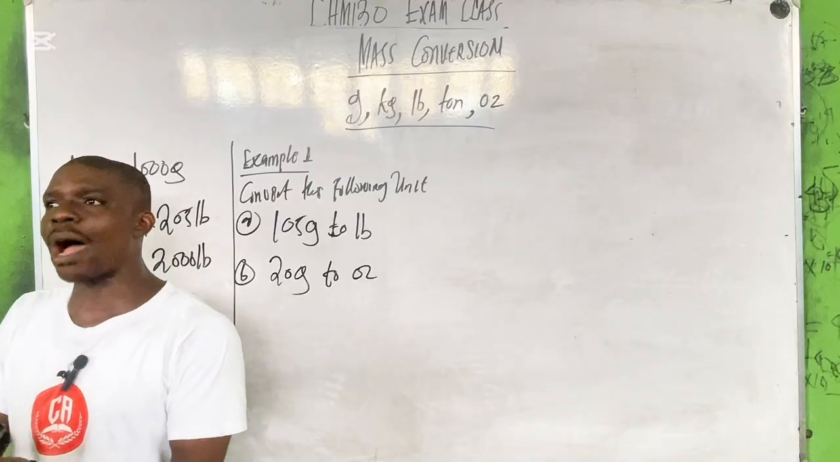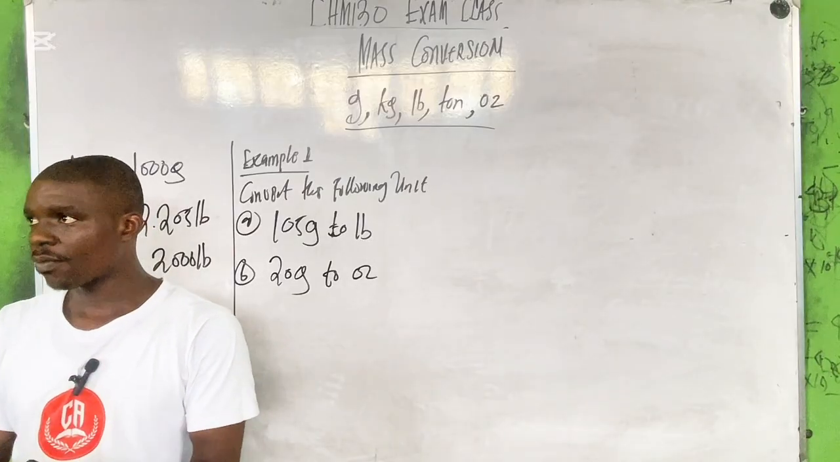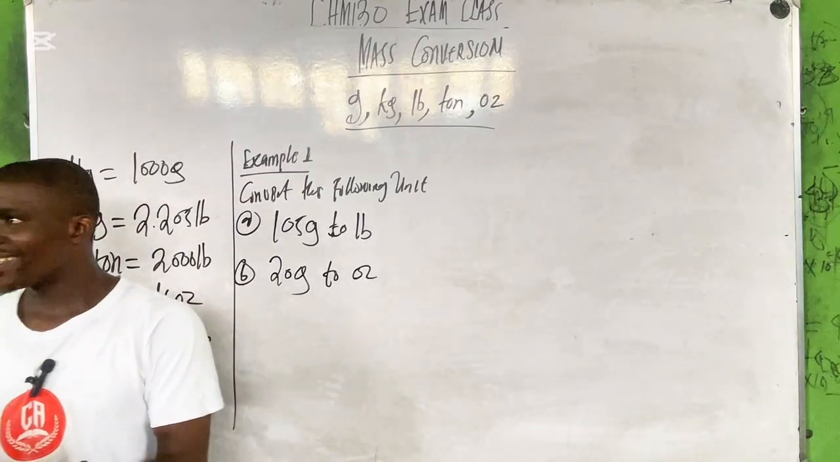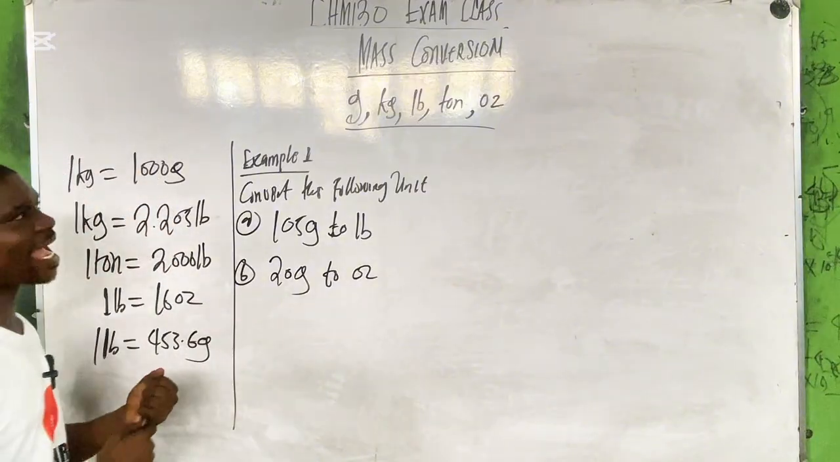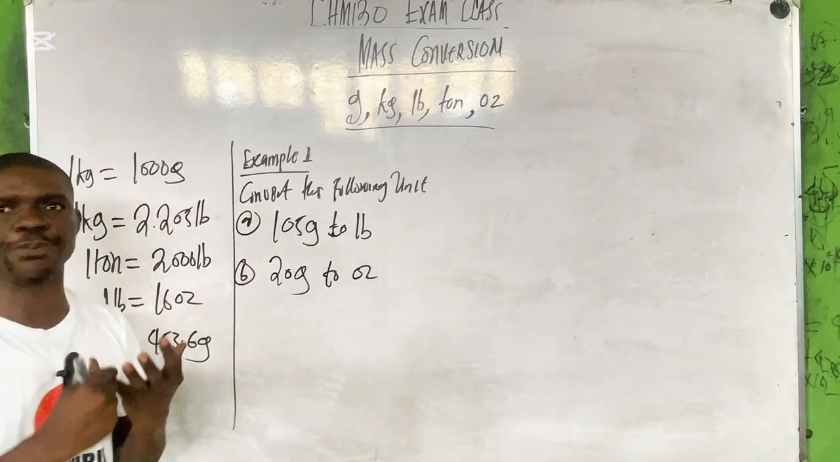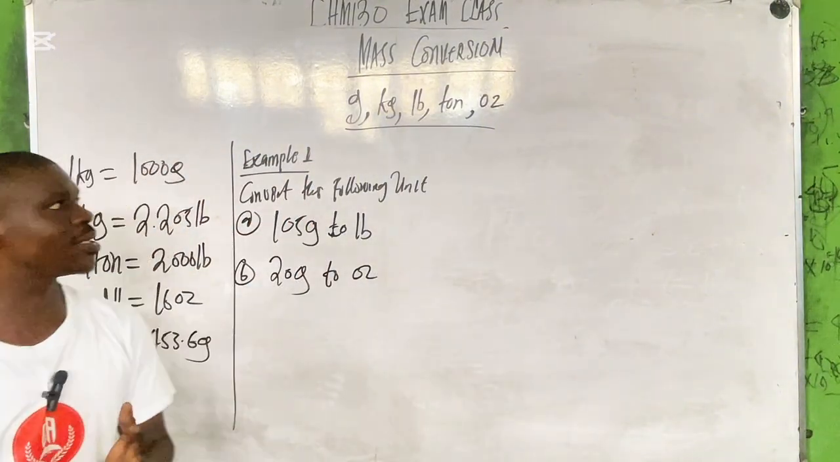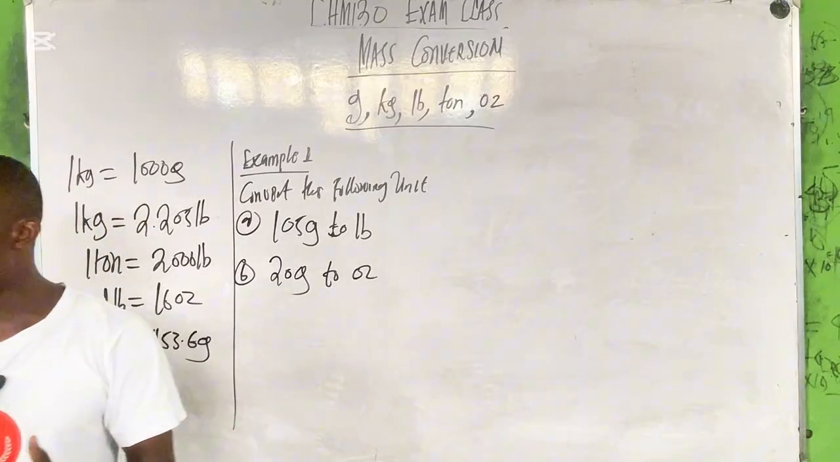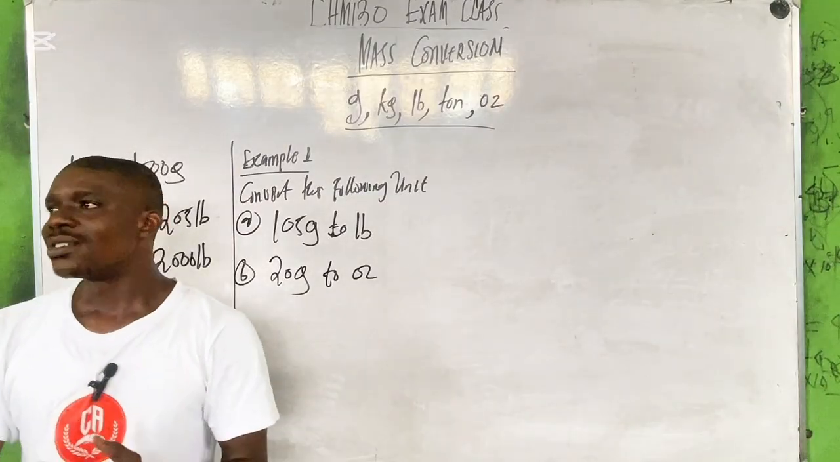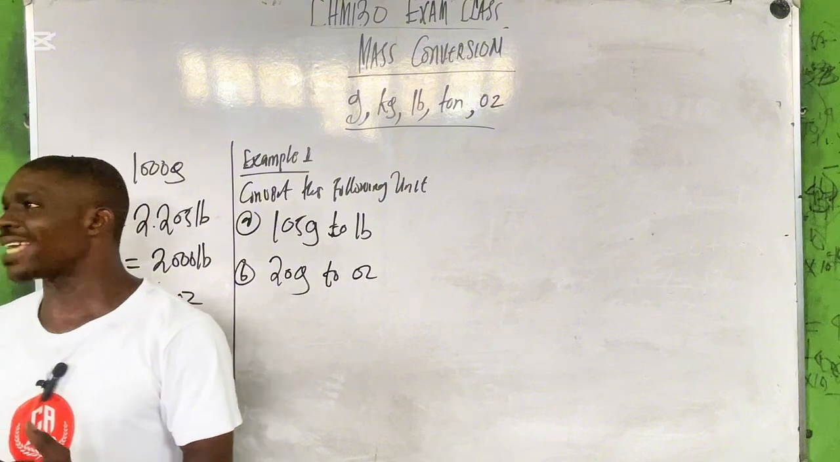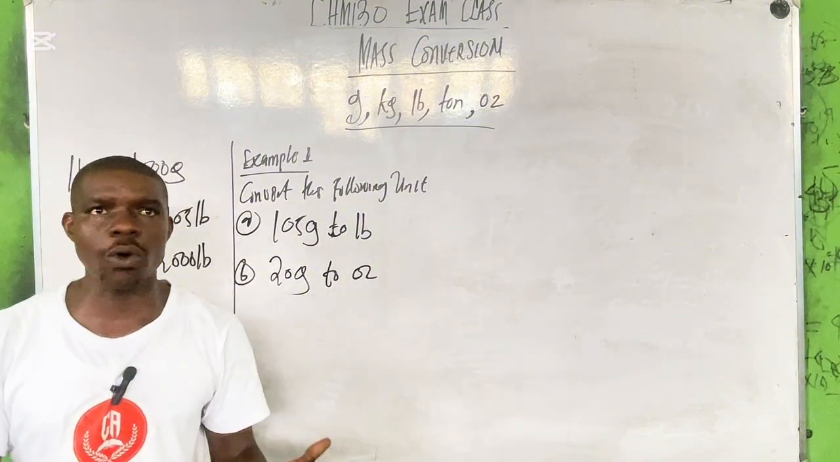I'm going to teach you on that system. So mass can be expressed in gram, in kilogram, in pounds, in tons, and in ounce. These are different ways you can express or measure mass.